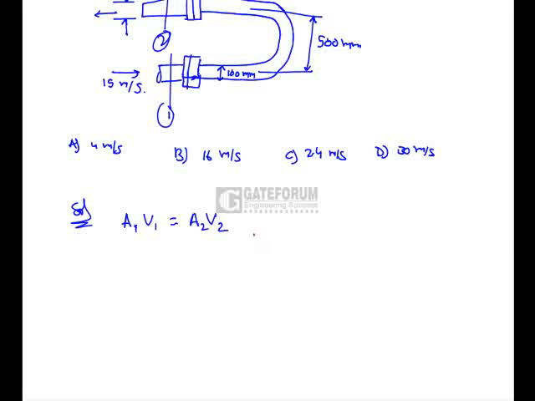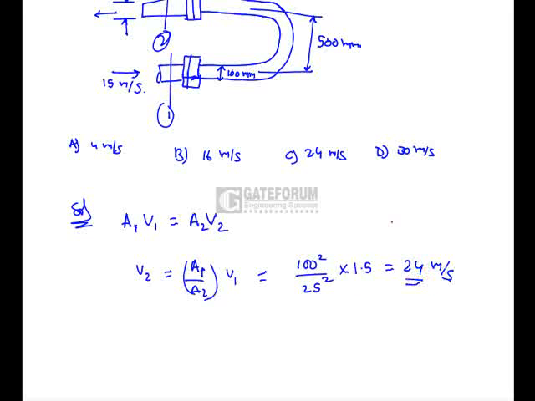Here we have to find the velocity of the jet issuing from the nozzle. V2 is the velocity of the jet, so V2 equals A1 by A2 into V1, where A1 is the area of the pipe and A2 is the area of the nozzle at the exit. A1 is pi by 4 d squared, so this is 100 squared by 25 squared into 1.5, which gives a value of 24 meter per second. So the right option is C.